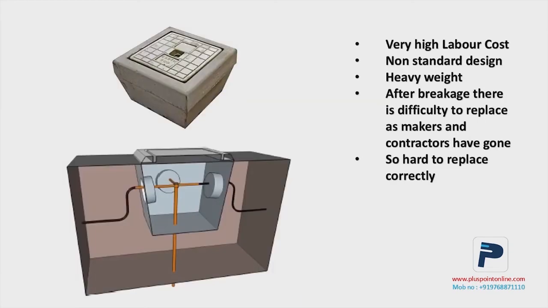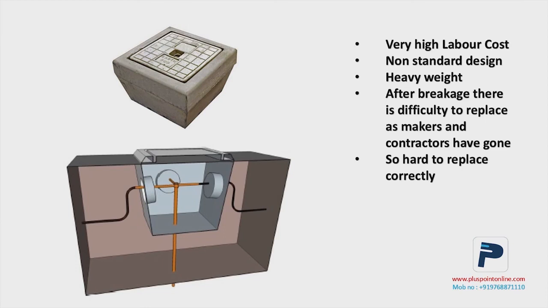Concrete earthing can also be a great form of earthing, but the weight of concrete earthing is usually very heavy. The ideal weight of a concrete earthing chamber is around 400 to 500 kilograms, and the box you can see on top of it is around 40 to 50 kilograms as well.